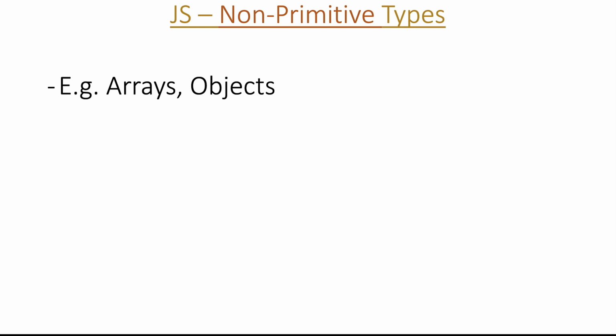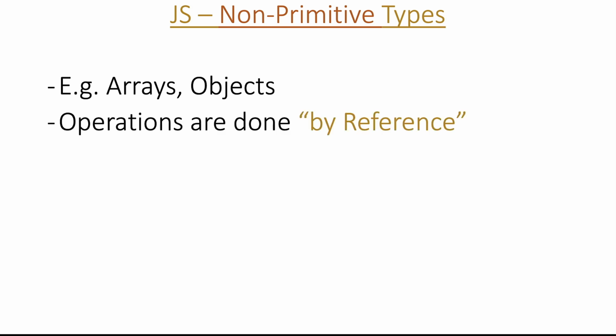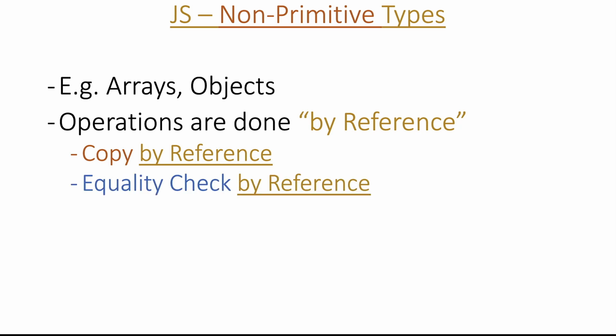And now let us discuss non-primitive types. Examples of non-primitive types are arrays and objects, and how they are different is that the operations are done by reference. That means copy is done by reference, and also the equality checks are done by reference. Again, what do we mean by that? Let's look at an example.